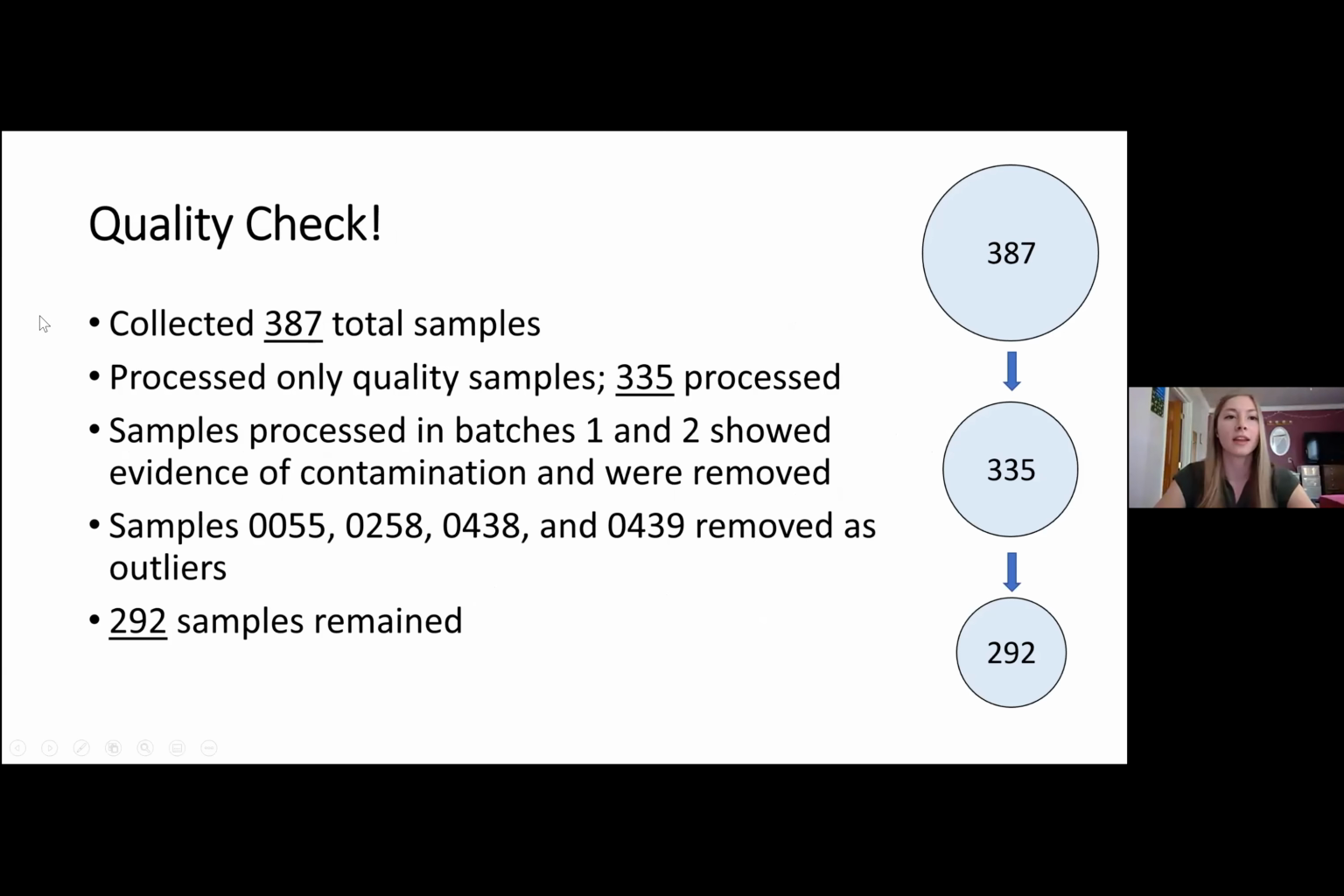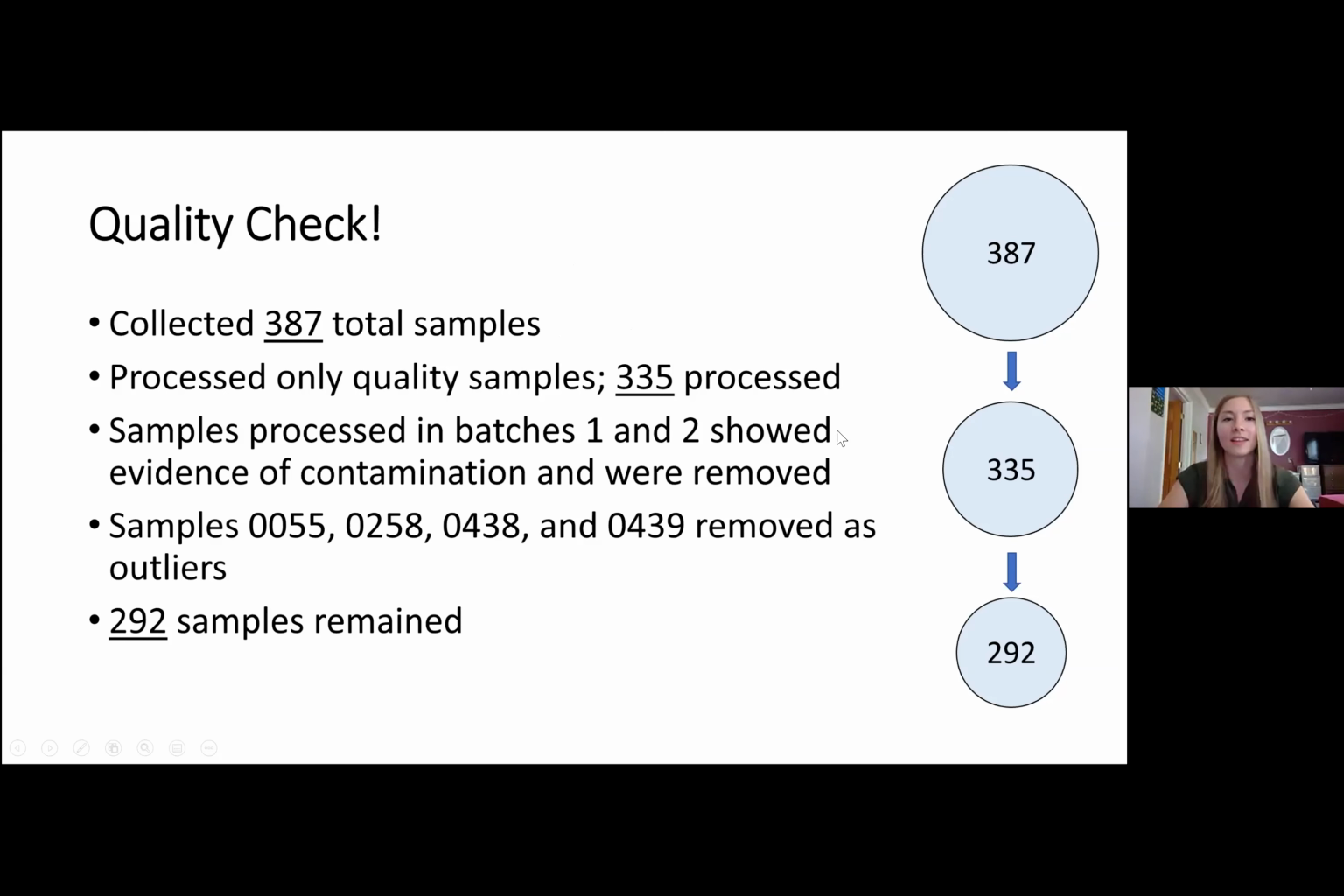To make sure that I was only working with quality samples, I made sure to collect many more samples than I could actually process. So I collected 387 samples, but I only processed 335 of them. We also had budgetary constraints, which limited the number of samples that we could process, because sequencing, although it's gotten a lot cheaper in the past few decades, it's still quite expensive.